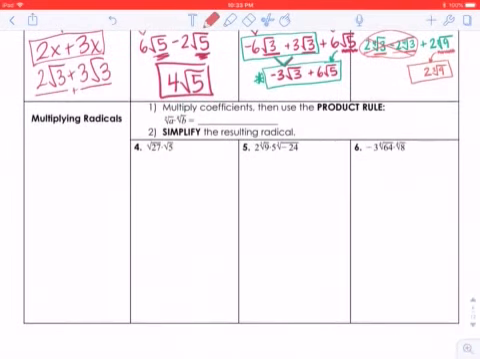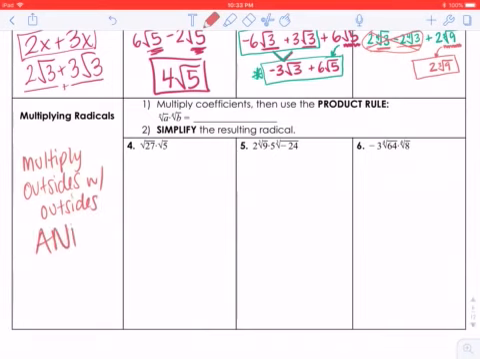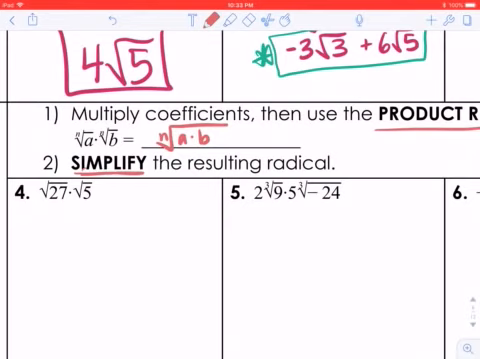Multiplying is pretty simple as well. With multiplying, we multiply outsides with outsides, and insides with insides. All right, so we can use the product rule. The product rule says that if we have the same index, then we can just put A times B on the inside. We want to make sure that we simplify for sure.